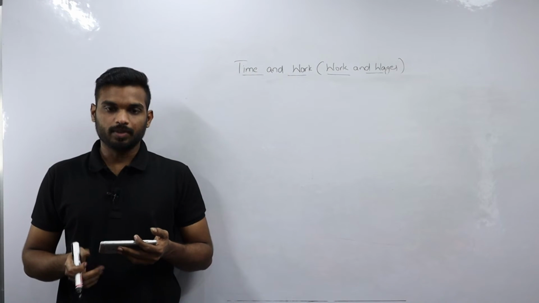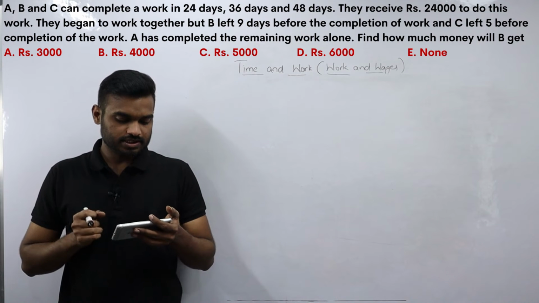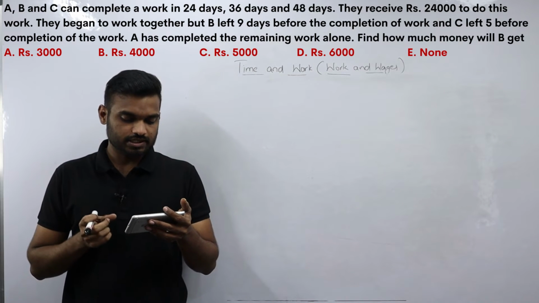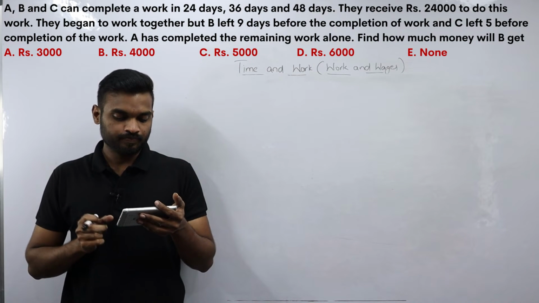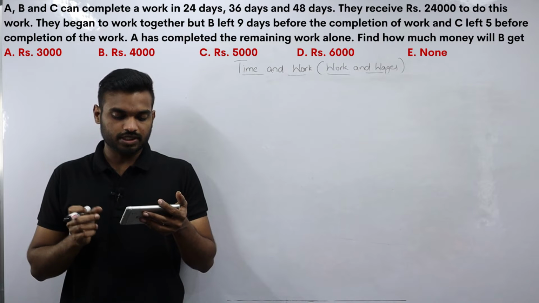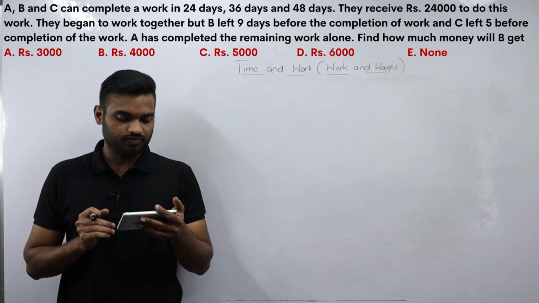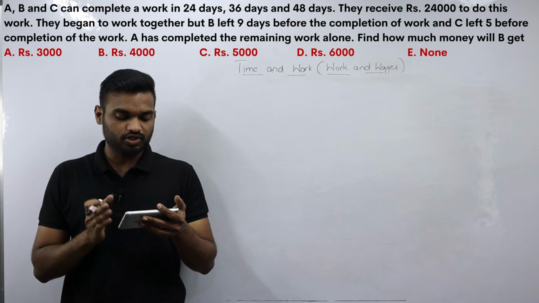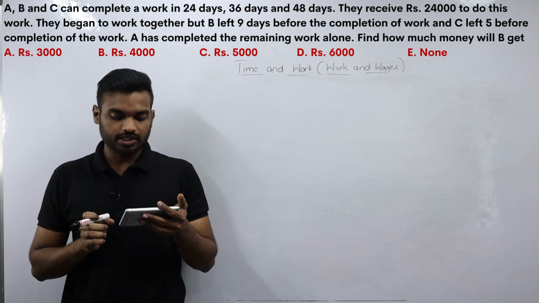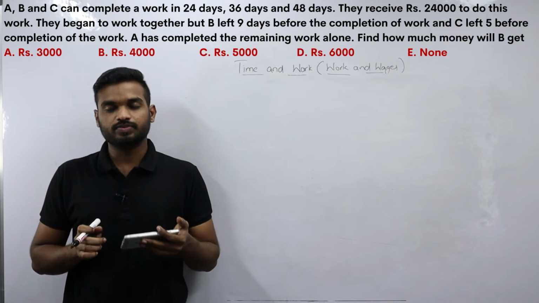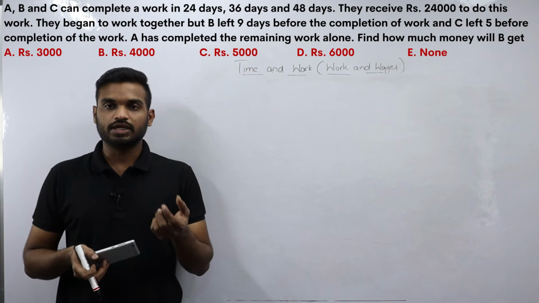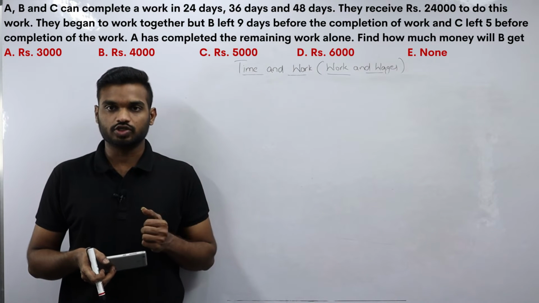Now let's see the fourth problem. They are saying that A, B and C can complete a work in 24 days, 36 days and 48 days respectively. They received 24,000 to complete this work. They began to work together, but B left 9 days before the completion of work and C left 5 days before the completion of work. A has completed the remaining work alone. Find how much money B will get. So we need to find the share of B in this 24,000 rupees.